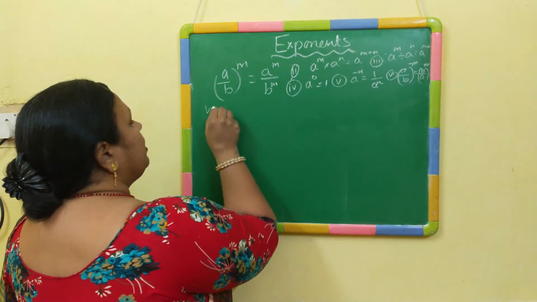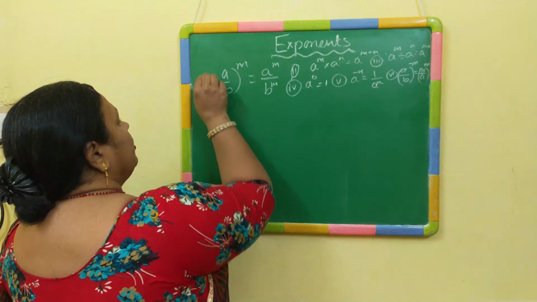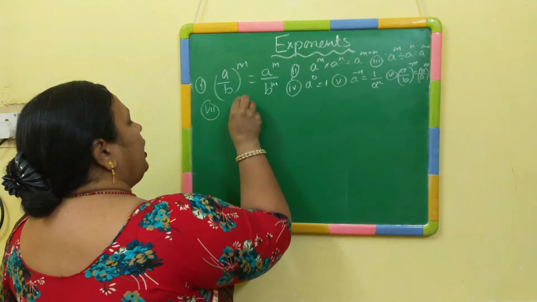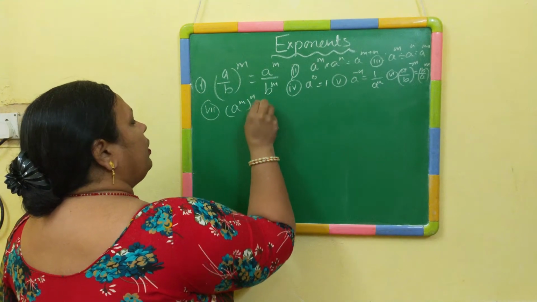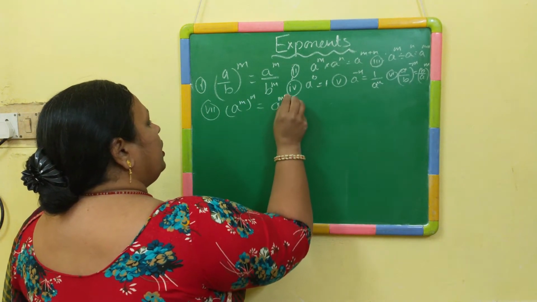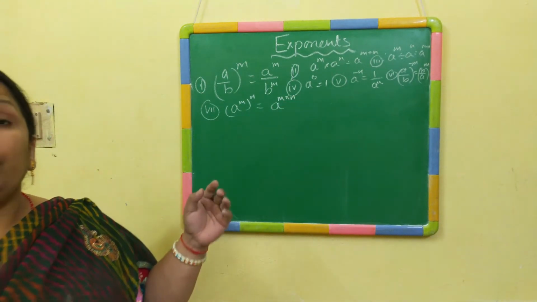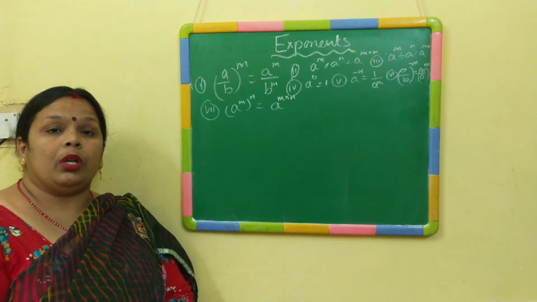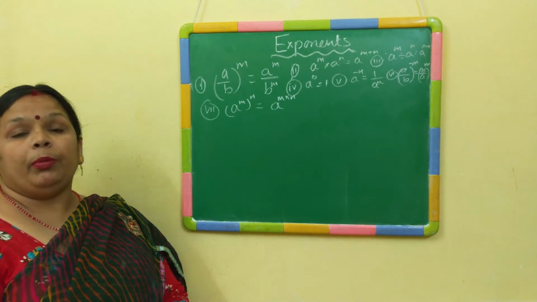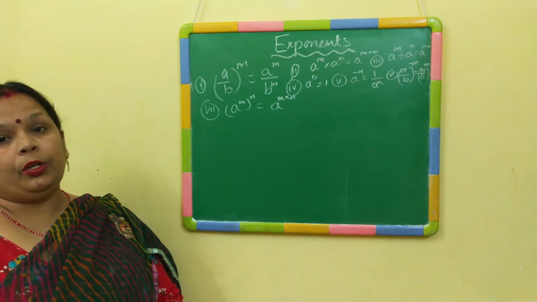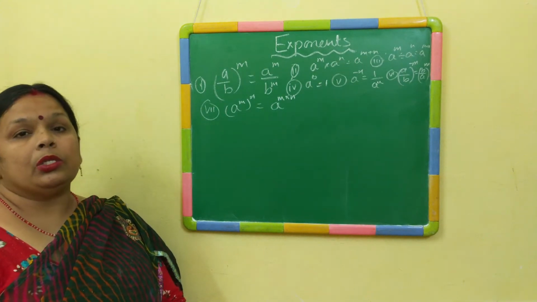And the seventh one was (a power m) whole power n is equal to a power m into n. How we reached all these laws was explained. Now we will be solving problems related to these laws.